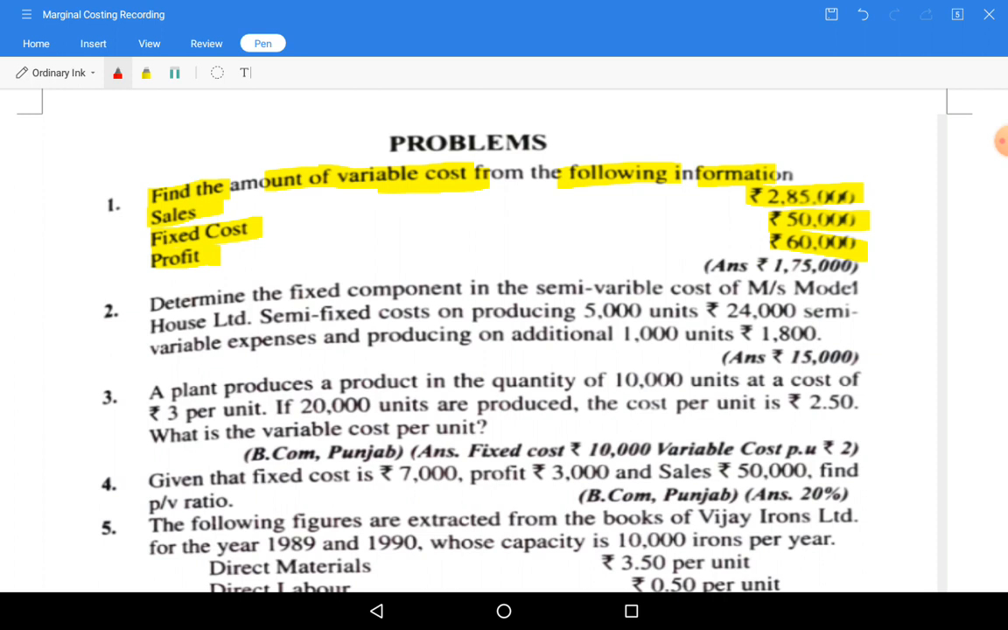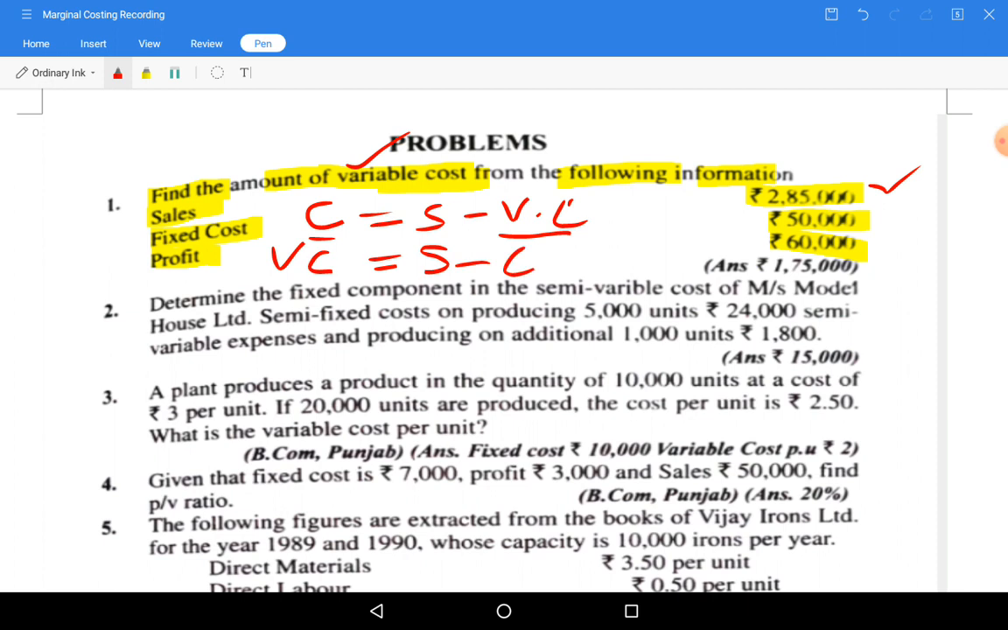There is one formula relating to contribution. Contribution is equal to sales minus variable cost. Here C is contribution, S is sales, and VC is variable cost. Do you have contribution in this question? No. Do you have sales? Yes, we have sales. We don't have variable cost or contribution. We need to find out variable cost. So variable cost is equal to sales minus contribution.